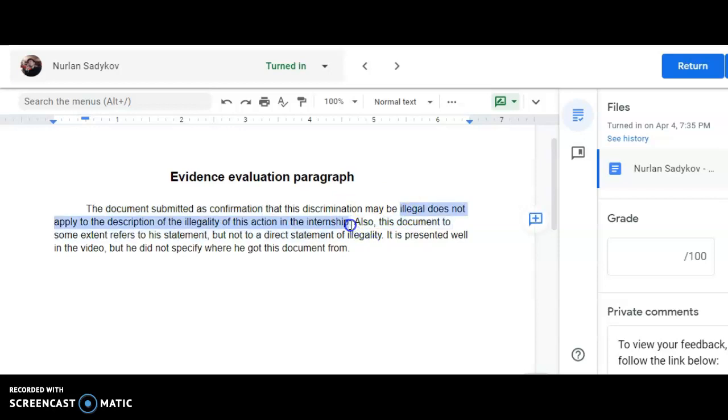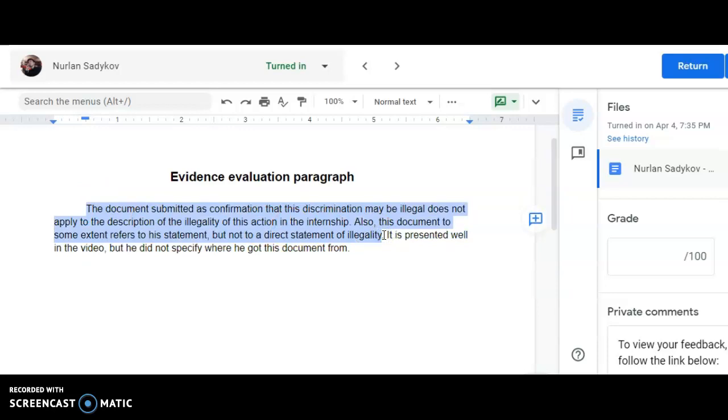Now you're saying here that it does not apply to the description of the illegality of this action in the internship. In other words, it's not relevant. And I would agree with that. Also, this document to some extent refers to his statement, but not to a direct statement of illegality. So it is somewhat relevant. So up to here, you have basically talked about the relevance. It is presented well in the video, but he did not specify where he got this document from. This does not interest us. We're just looking at the document.